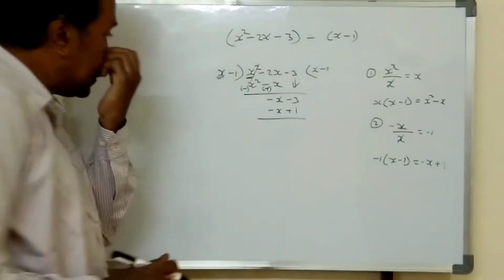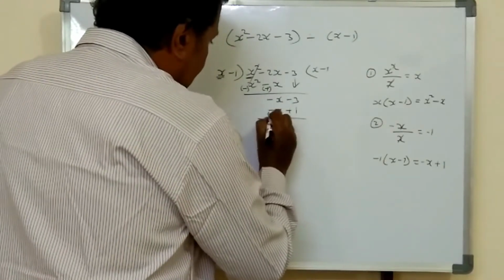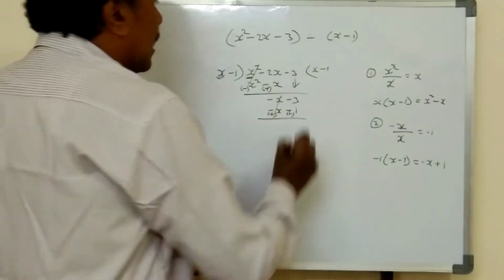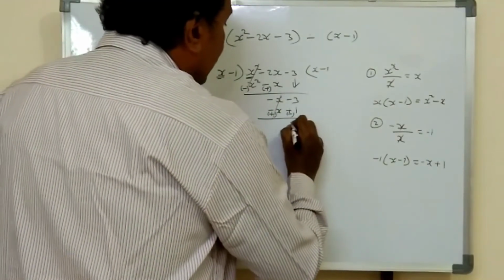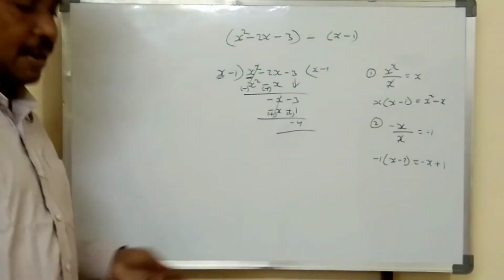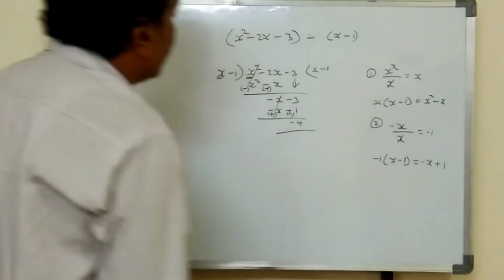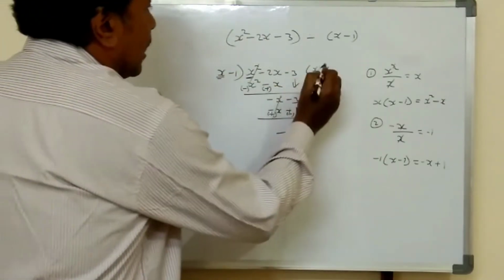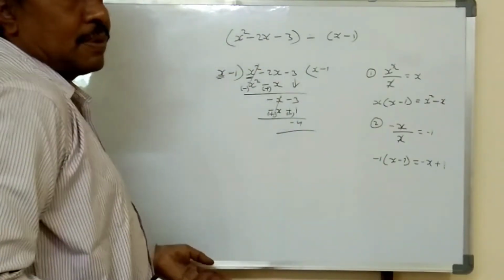Minus x plus 1. Change the signs: plus, minus. Minus x plus x cancels. Minus 3 minus 1 is equal to minus 4. So this is the remainder, this is the divisor, and this is the quotient.